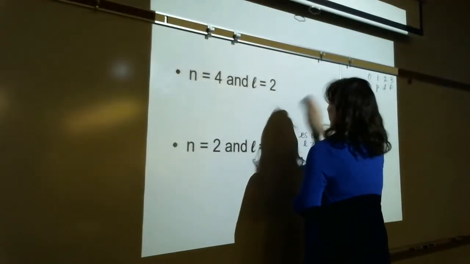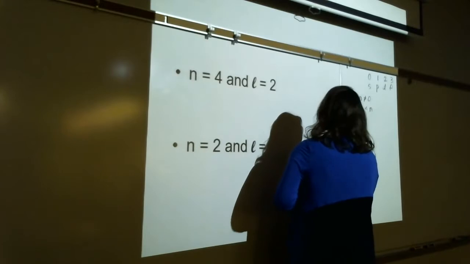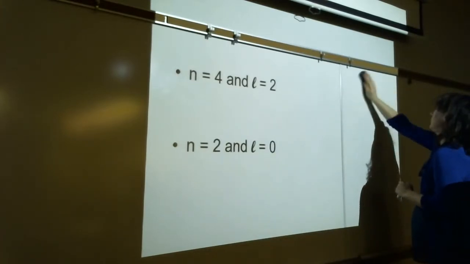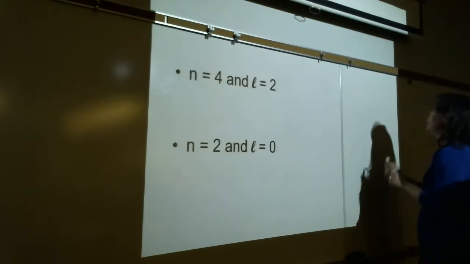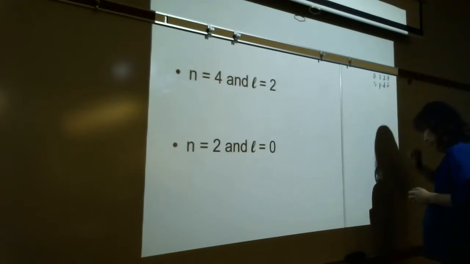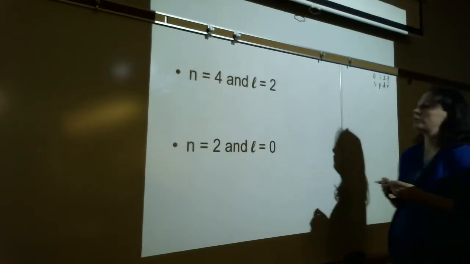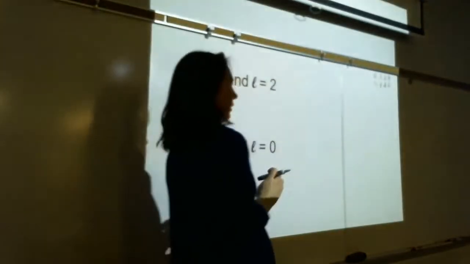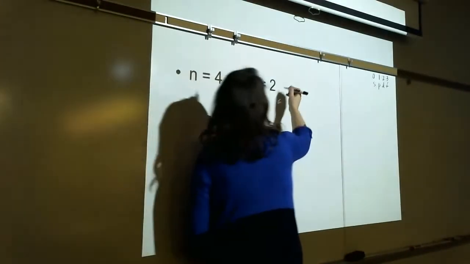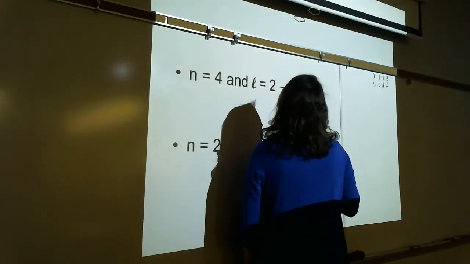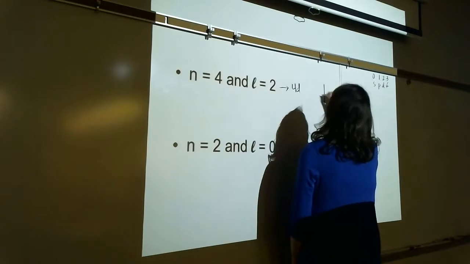n equals 4 and L equals 2. Oh, erased my sheet. 0, 1, 2, 3, S, P, D, F. Okay, so n equals 4 and L equals 2. Is that an allowed combination? Yes. What's the name of that? 4D, right. So D orbital.